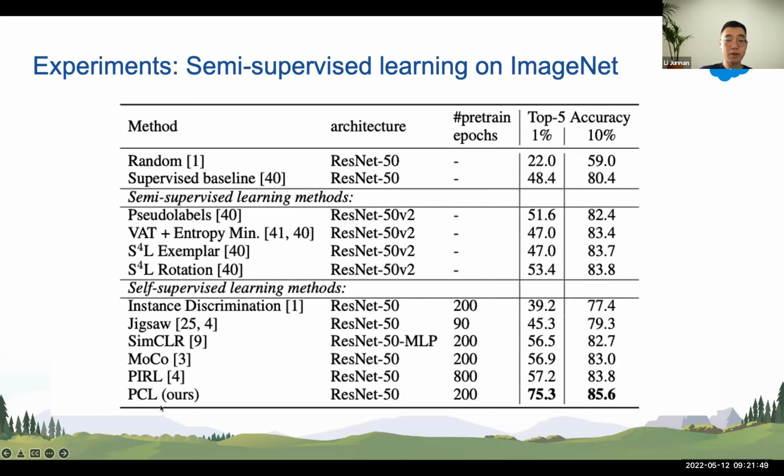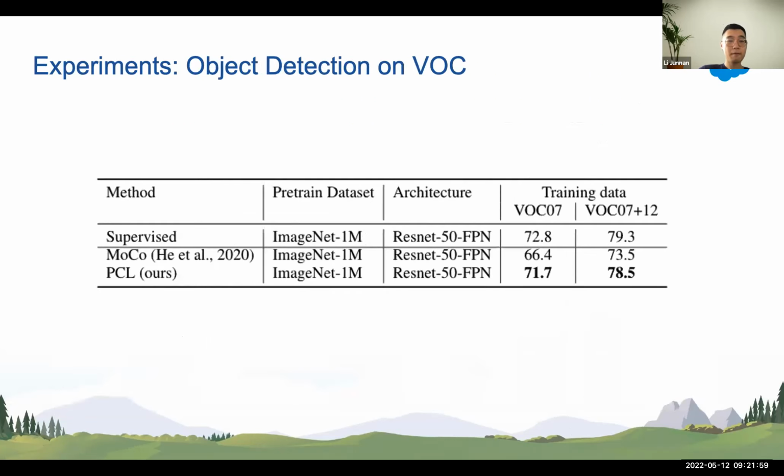But note that because our paper was published more than a year ago, there, of course, are some recent papers that can outperform PCL. And finally, I will show the downstream task of object detection.